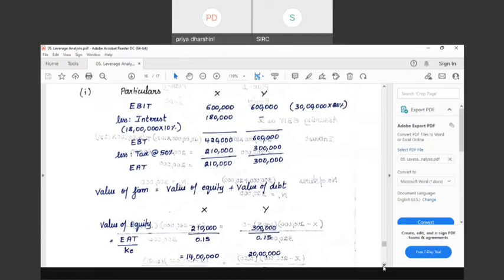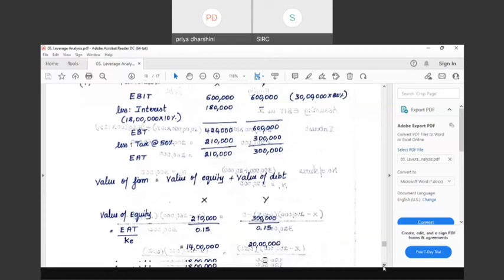You start with the income statement, EBIT. How do you measure EBIT? 30 lakhs of assets, 20% is the return, which means 6 lakhs is EBIT, minus interest. Who has debt in the capital structure? X. How much is the interest rate? 10%. How much is the debt? 18 lakhs. So 18 lakhs into 10%, 1,80,000 will be the interest. 6 lakh minus 1,80,000 will give you 4,20,000 as earnings before tax. Minus tax, you will arrive at earnings after tax.